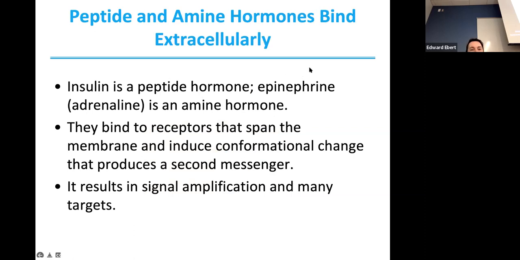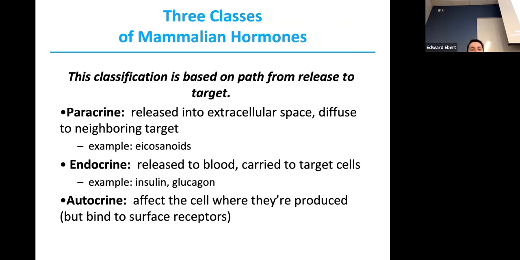Peptide and amine-derived hormones typically bind extracellularly. Insulin is a peptide hormone. Epinephrine is an amine hormone. They bind to receptors that span the membrane and introduce a conformational change that gives us a secondary messenger. So if you think of our G protein coupled receptors, our GPCRs, those would act that way and give us signal amplification in lots of targets.